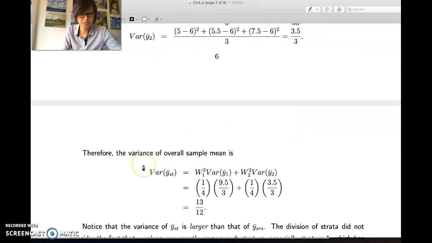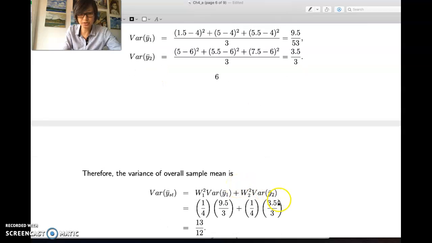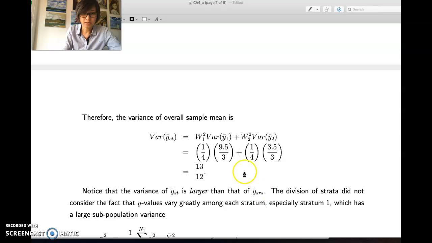Now let's try to use the overall variance formula that we learned in this chapter. The variance of my y bar under stratified random sampling equals the variance of stratum 1 plus the variance of stratum 2, weighted by the population weights W1 square and W2 square. Okay, so the square would become 1/4. So overall, the variance of my y bar under stratified random sampling is 13 out of 12.